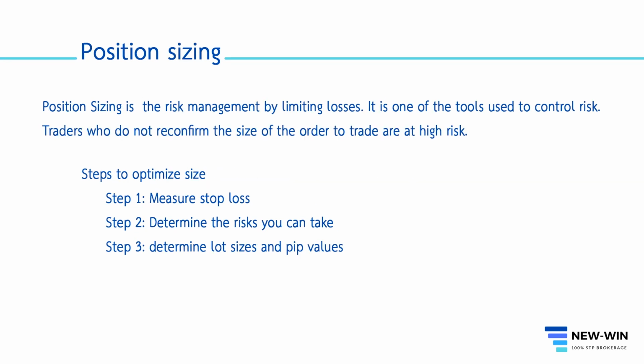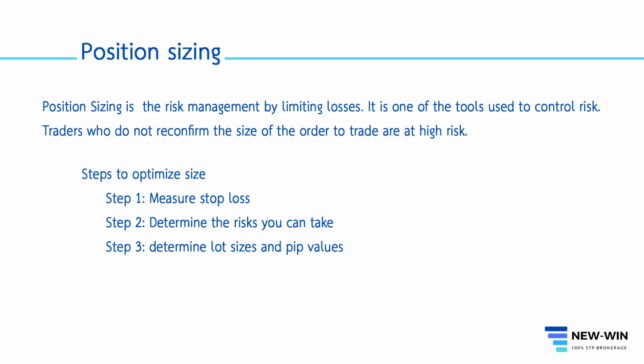Position sizing. Position sizing is risk management by limiting losses. It is one of the tools used to control risk. Traders who do not reconfirm the size of the order to trade are at high risk. There are 3 steps to optimize size. Position scaling involves a number of trades and tends to adjust the risk of each order to meet the requirements of our own system.